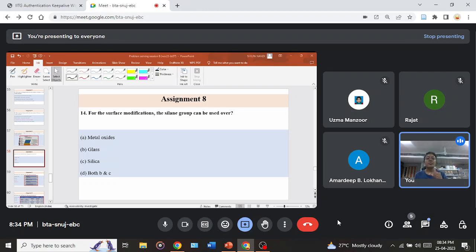So this substrate is very specific to a particular ligand. For different substrates, we have to use different ligands, right? In relation to that, we have this question: for surface modification, if we use the silane group as the ligand, what should be the substrate? Can it be used over metal oxides, over glass, silica, or both B and C?